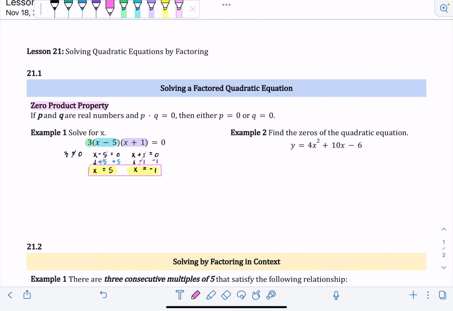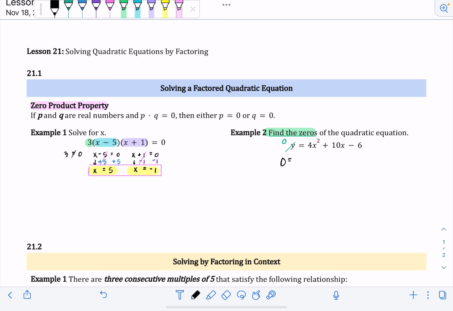Okay, so example 2 says find the zeros of the quadratic equation. Those directions are different, but our final outcome or our goal for this problem is the same. Find the zeros means that wherever the y is in the equation, you'll replace that y with 0 and rewrite the equation that way. So that's always the first step. When you see find the zeros, you just take y out and put a 0 there instead.